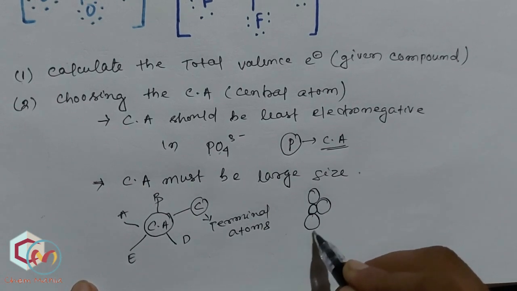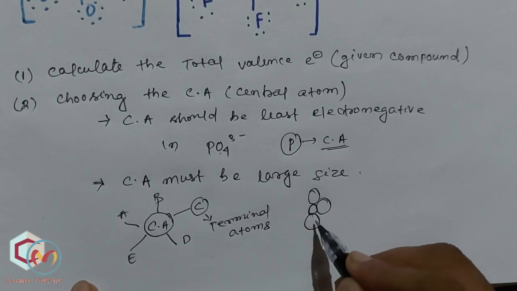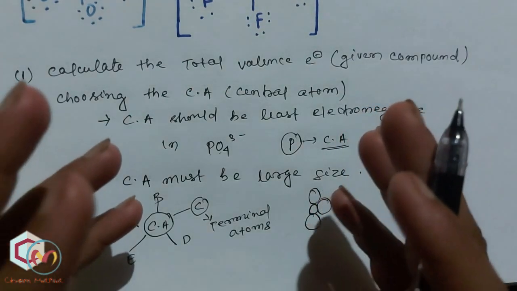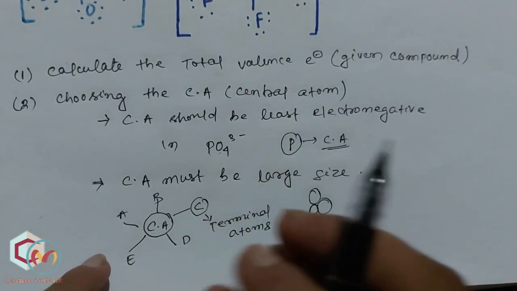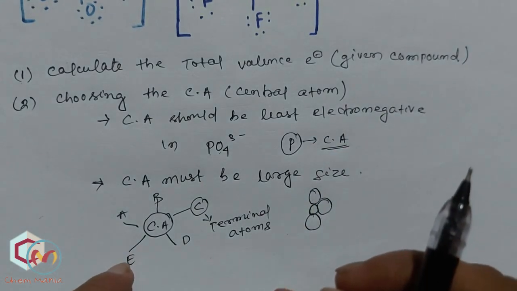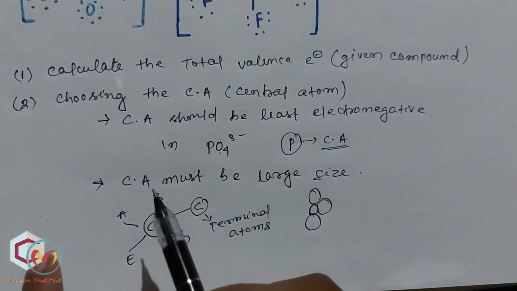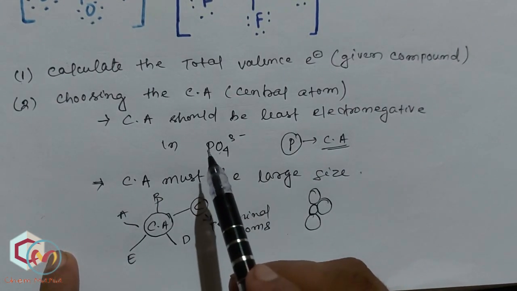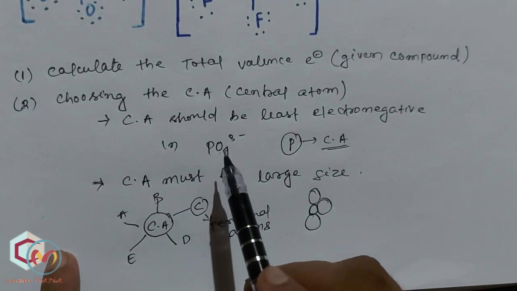The electron environment around the terminal atoms will repel each other. The repulsion will occur if the central atom is smaller in size. If the central atom is larger in size, it will accommodate smaller terminal atoms. If it is smaller in size, it cannot accommodate larger terminal atoms because there will be electronic repulsion. Therefore, the central atom must be larger in size. Here, between phosphorus and oxygen, phosphorus is larger in size than oxygen.